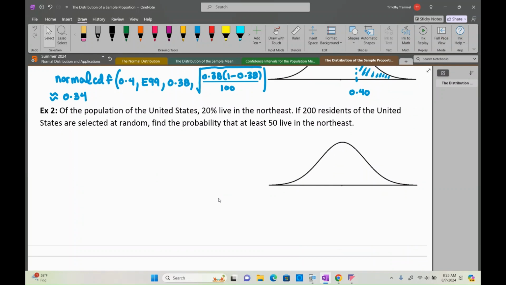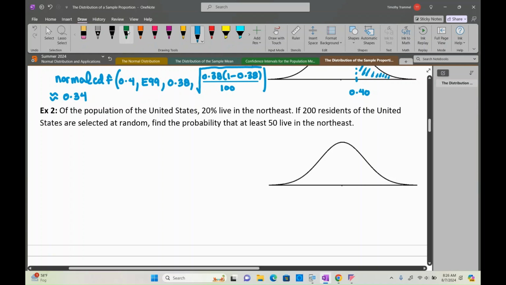And so this says of the population of the United States, 20% live in the Northeast. So that is our population proportion. Let's just go ahead and record that. Since I know that's my population proportion, I'm just going to put 0.2 here. And I could actually start and compute my standard deviation. It should be 0.2 times 1 minus 0.2, and 1 minus 0.2 is just 0.8.